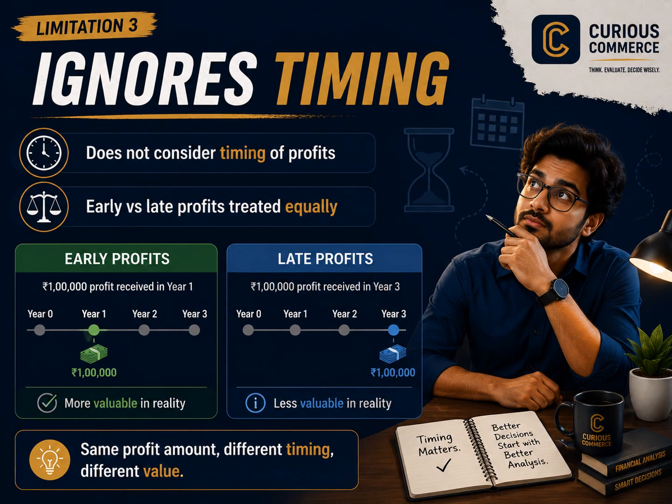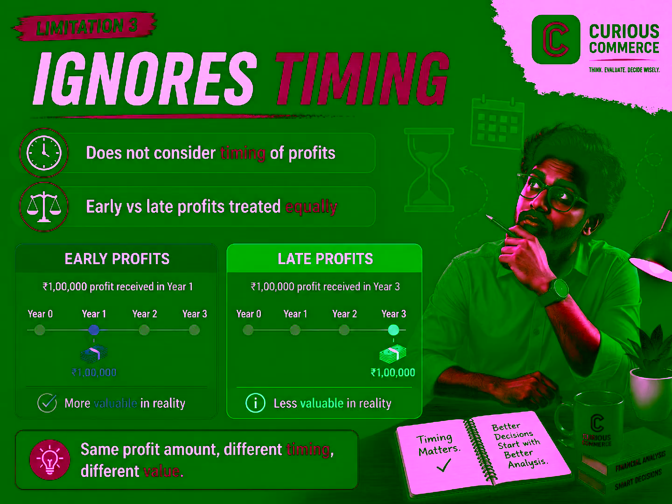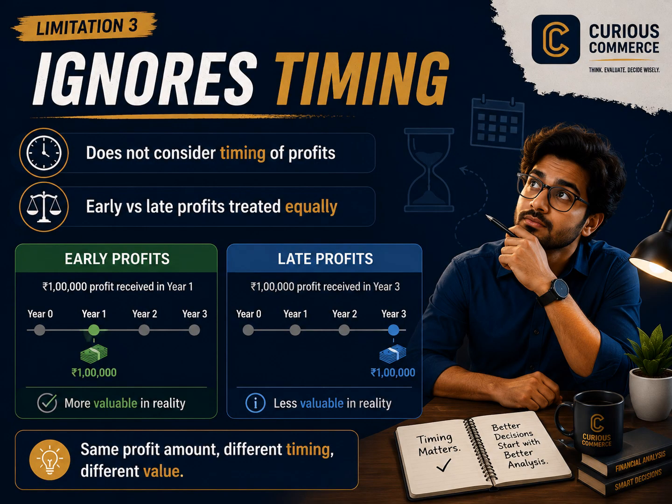The third limitation is that ARR also ignores timing of profit. Suppose two projects generate the same total profit, but project A earns profit early, project B earns profit very late. In reality, early profits are better because money received earlier can be reinvested. But ARR may treat both projects equally. This again proves ARR does not fully reflect real business values. Timing matters greatly in finance. That is why professional managers prefer methods like NPV and IRR.